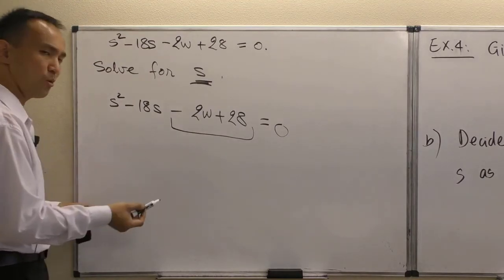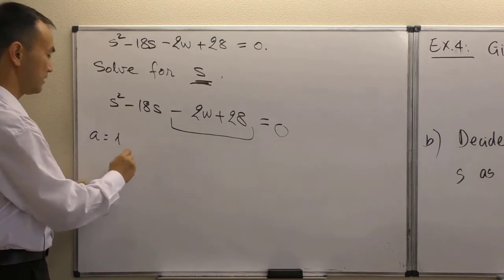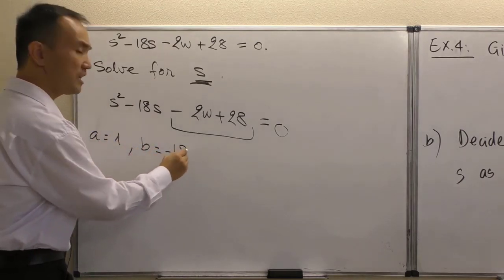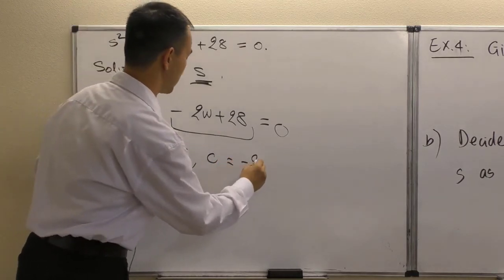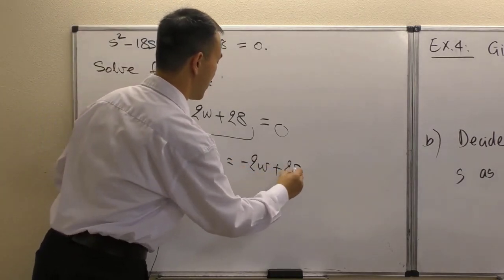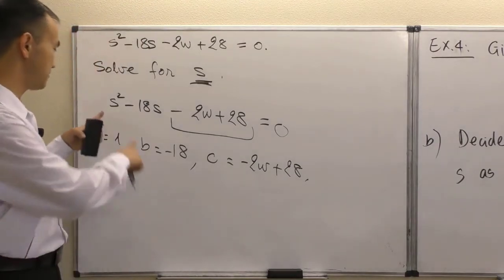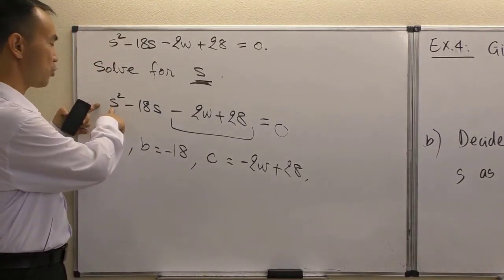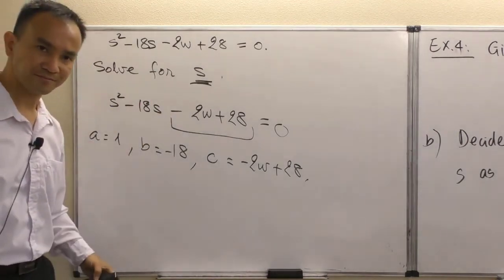I'm going to use the quadratic formula. A equals 1, B equals minus 18, and C equals minus 2W plus 28. The quadratic formula is what I'm about to use right here. You can see A S squared plus BS plus C like that.